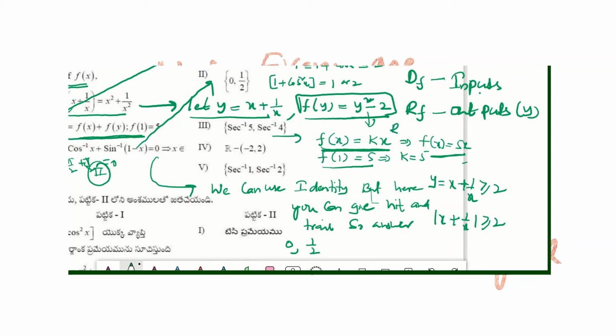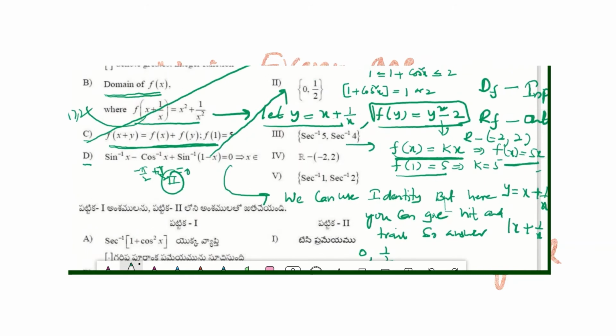Therefore, the domain is R minus the open interval minus 2 comma 2 here. So I can conclude that the option for B will be 2 here. That means this is the option for question number B.